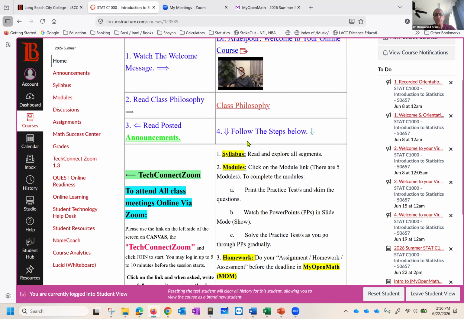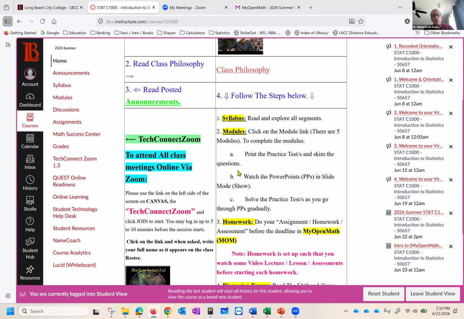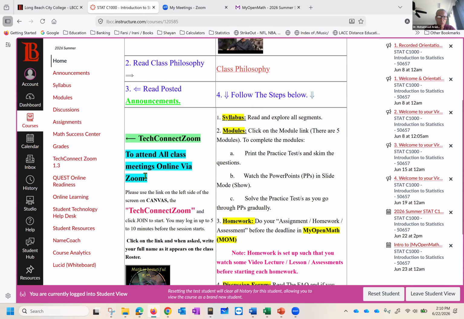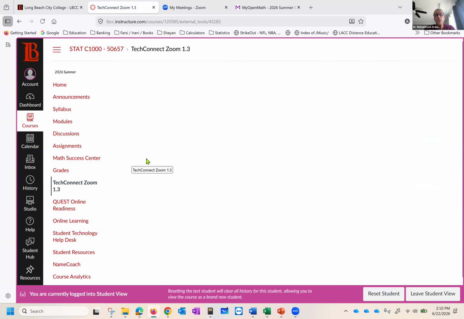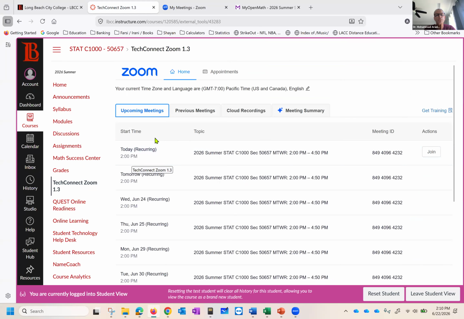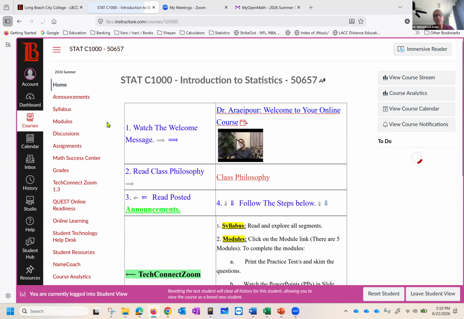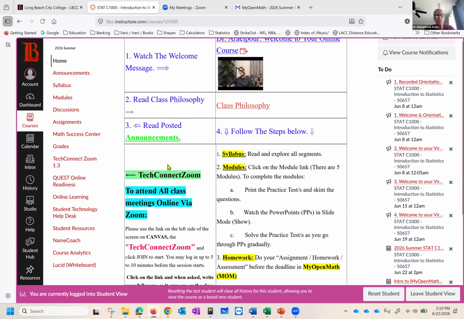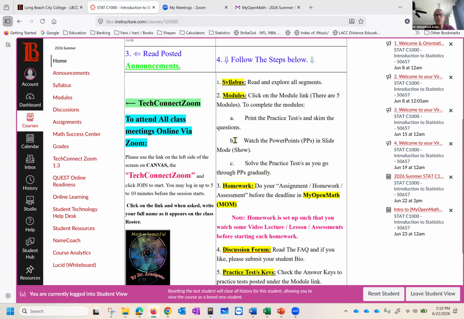Number 4, follow the steps below. Before we do that, I want to discuss what you see on the left side, Tech Connect Zoom. This is where you attend the class. That's all there is to it. Okay. So Tech Connect Zoom, you basically join the class. That's all. And as always, you want to put your full name as it appears on the roll sheet. So that's the Tech Connect Zoom.